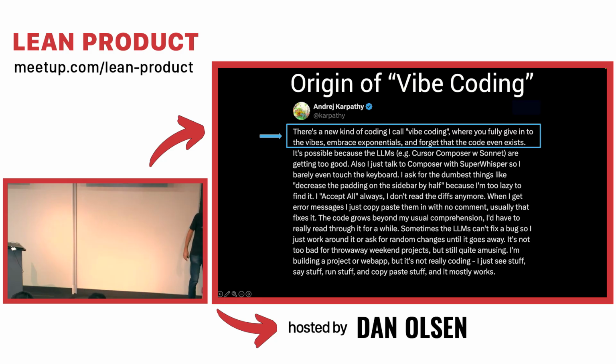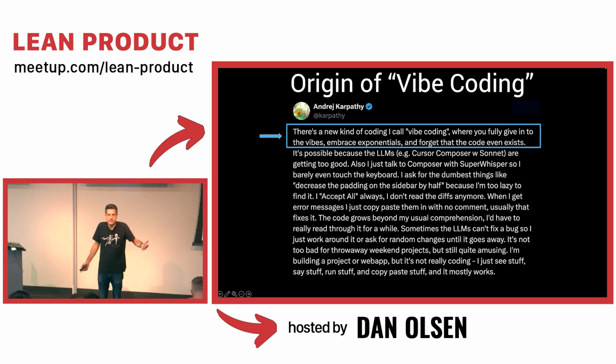Now I know what he means by embrace exponentials. There's a curve that shows what the AI productivity is, and it's an exponential curve, basically. So he was kind of getting into that. We don't need to read the rest of it, but I just want you to guess, and some of you may know, how old is this tweet?